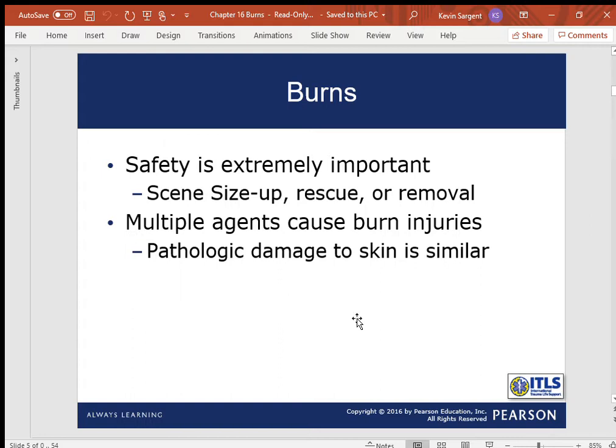Multiple agents can cause burn injuries, and damage to skin is pretty similar on most of them, but we'll talk about all the different things. So keep in mind, you may not run on a whole lot of burns, but burns are very different.